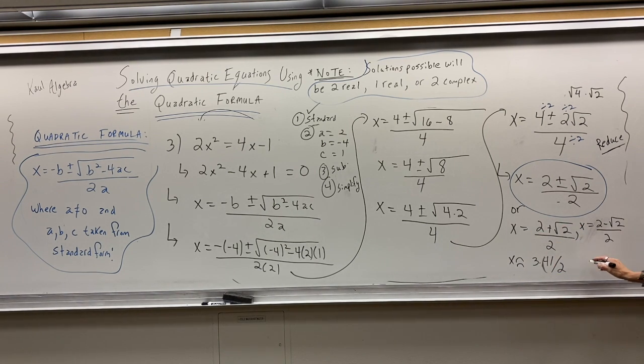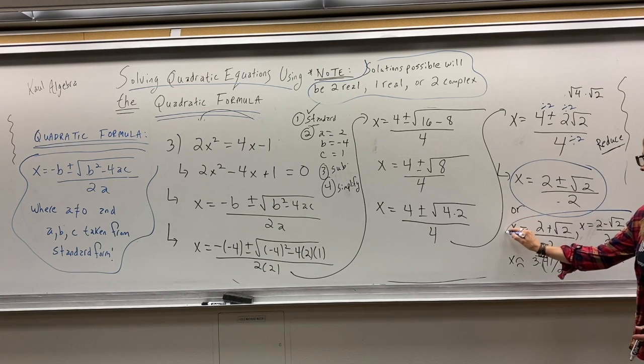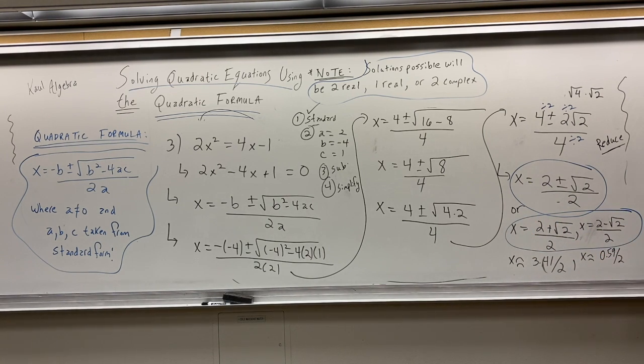Okay? The other value is approximately 2 minus 1.41. So now we're looking at about 0.59 divided by 2, which is about 0.3. So these are your approximate values. You could, you know, if you need to round off and get an estimate, that works. But these are the exact values.